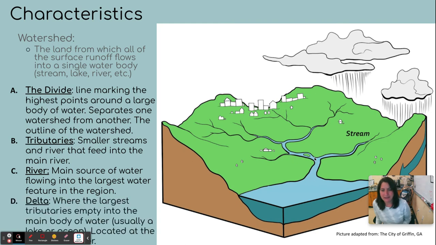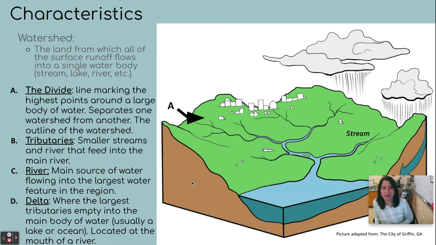And then a delta. If you guys like to fish, you might have fished down in our Sacramento River Delta, which is famous for all of the fish that you can find in there. They tend to be very productive ecosystems because it's like an estuary, a lot of productivity there. This is where the largest tributaries empty into the main body of water. Usually it's a lake or ocean, and it's located at the mouth of a river. Okay, all right.